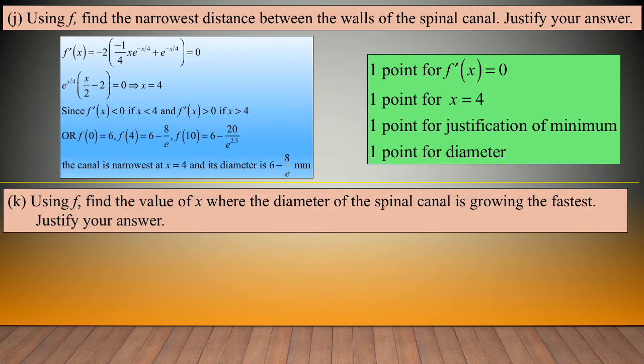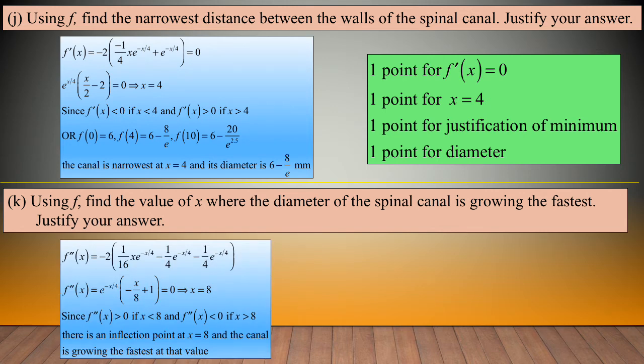K reads, using f, find the value of x where the diameter of the spinal canal is growing the fastest, and justify your answer. In this problem, we are asked to find where the diameter is growing the fastest, which means that we are looking at the second derivative. We want the growth of the canal to be a maximum.